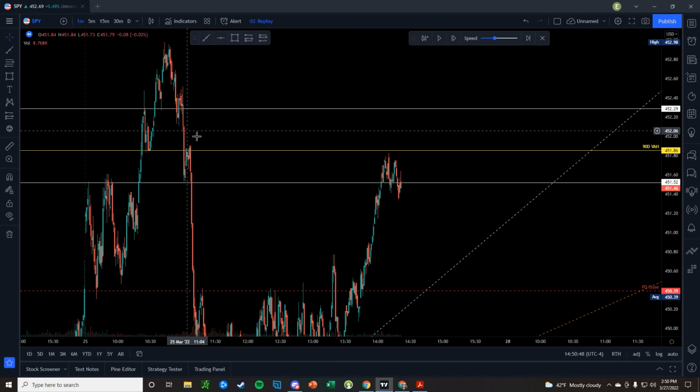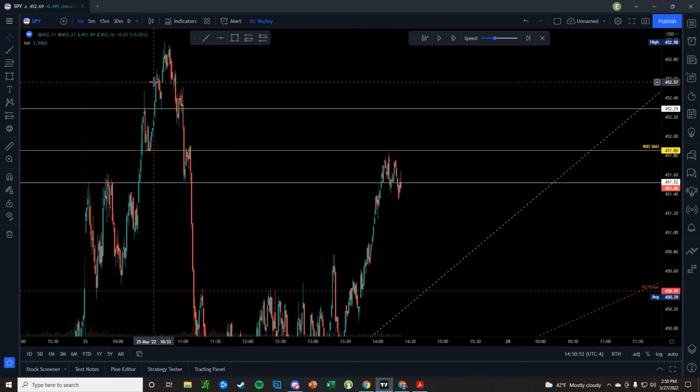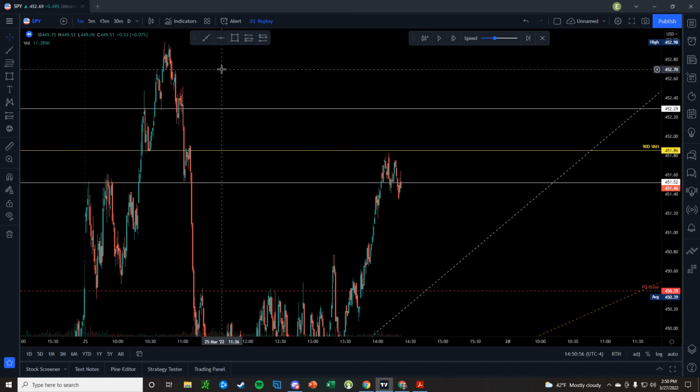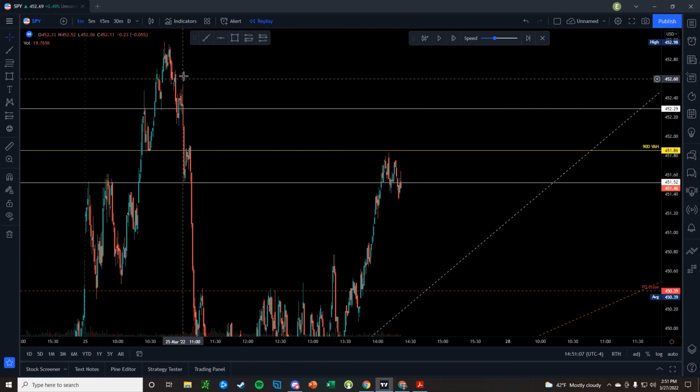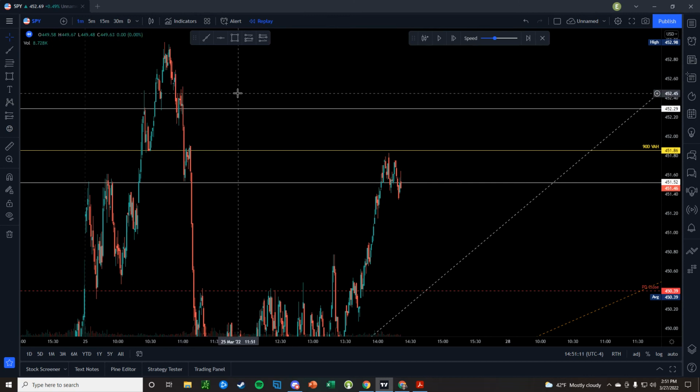But the other thing that we want to consider: once we got above that value high, the volume really started drying up. So that should have been a flag to us. That should have been a really bright signal that, hey, this trend just doesn't have the legs yet. It's not quite ready. There isn't excitement drawing in new buyers now that we've broken outside of the value high.